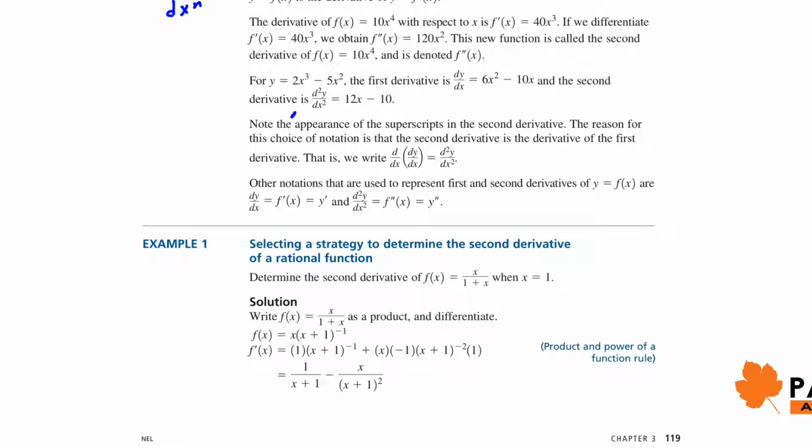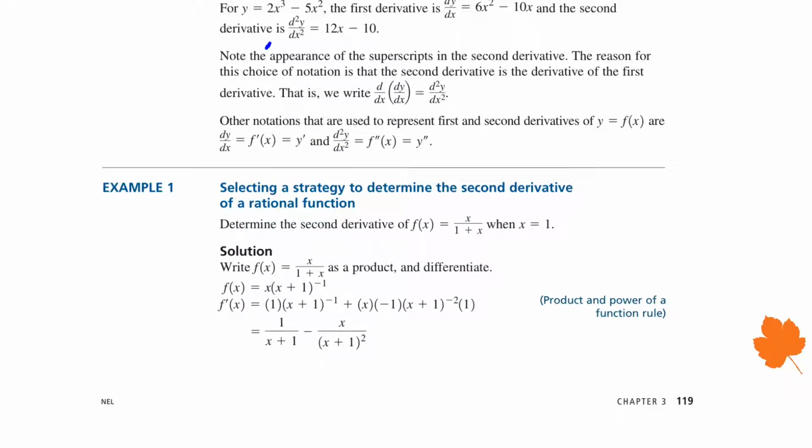Example 1. Find the second derivative of f of x equals x over 1 plus x at x equals 1. The author of the book converted the given function to x times 1 plus x to the power of negative 1 and took the first derivative. We are using the quotient rule. The derivative of f over g is f prime g minus g prime f over g to the power of 2.